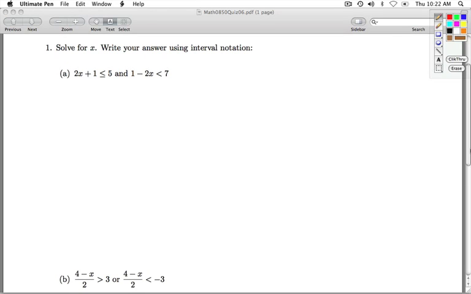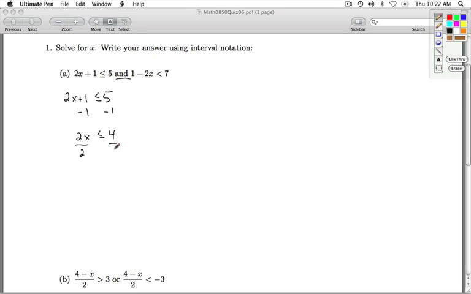We're asked to solve 2x plus 1 is less than or equal to 5 and 1 minus 2x is less than 7. So what we'll do is solve each of these independently and then we'll intersect their solution sets. So we'll start off with 2x plus 1 is less than or equal to 5. I can solve this by subtracting 1 from both sides. I get 2x is less than or equal to 4.